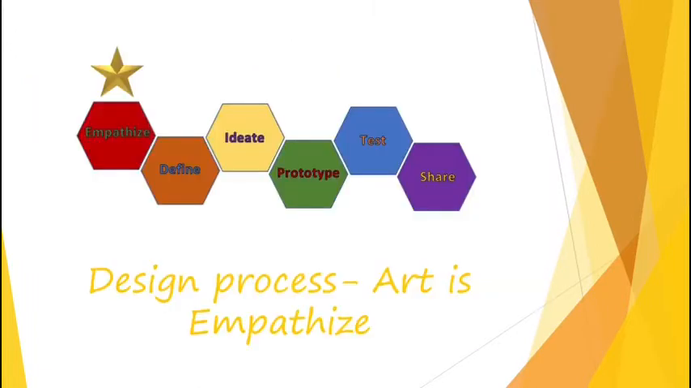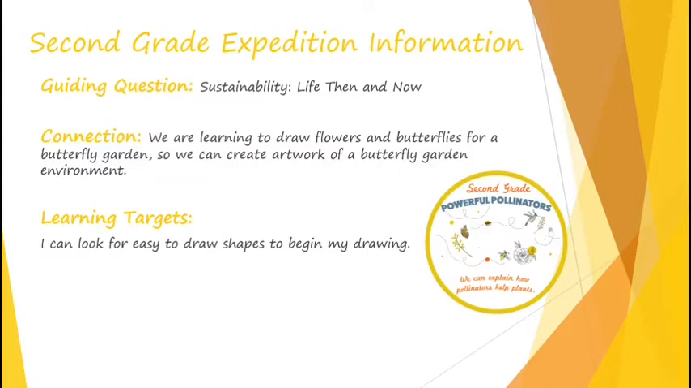So in the design process, art is part of empathize. We help you make a personal connection to your subject or your expedition. And in this case, your expedition has been about powerful pollinators and sustaining their lives. The connection we're making is that we've been learning how to draw flowers and a couple of pollinators so that we could create a pollinator garden design and individual flower and pollinator pictures. Your learning target is I can look for easy to draw shapes to begin my drawing.